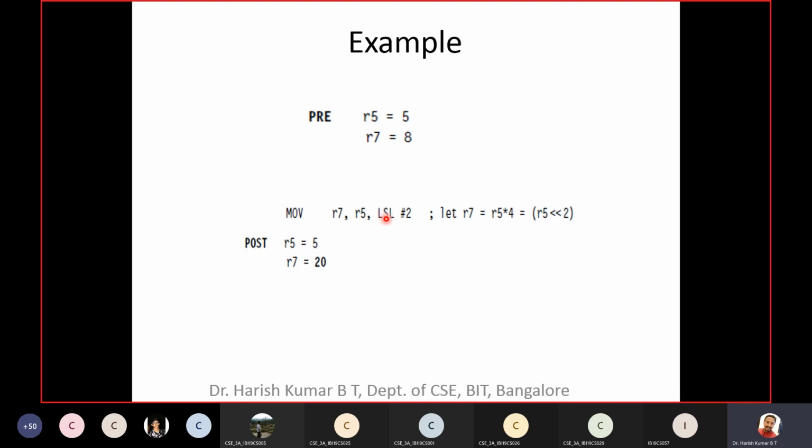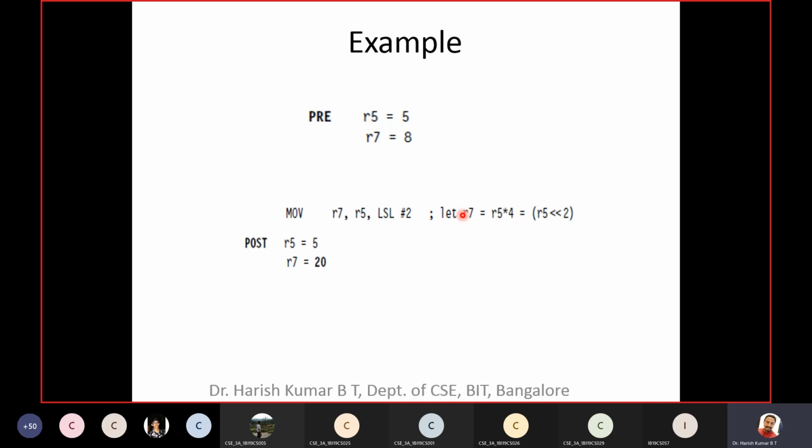Logical shift left. There are two kinds of shifts when I'm saying shifting: one is logical shift and the other is arithmetic shift. Soon you'll get to know what a logical shift is and what an arithmetic shift is. Now on the value present inside R5, I'm trying to perform a logical shift left by how many positions? Two positions, or two times. Logical shift left two times: shift the bits left two times. So this is what I have here.